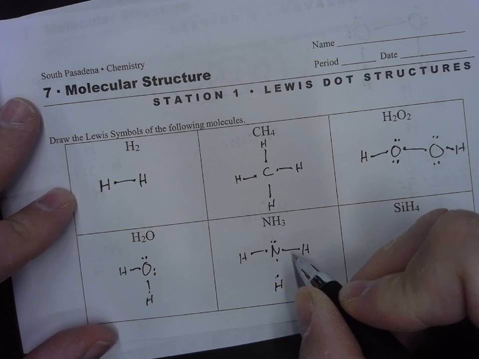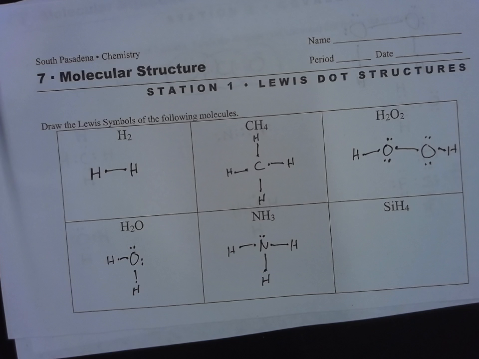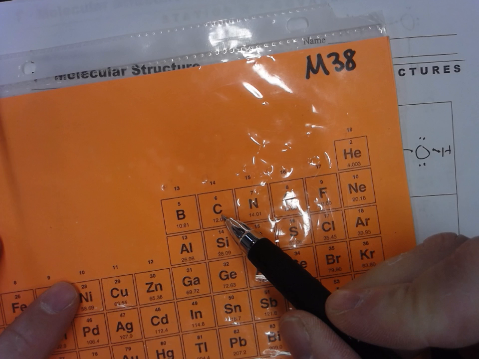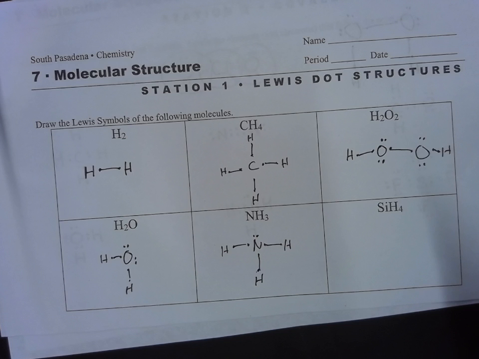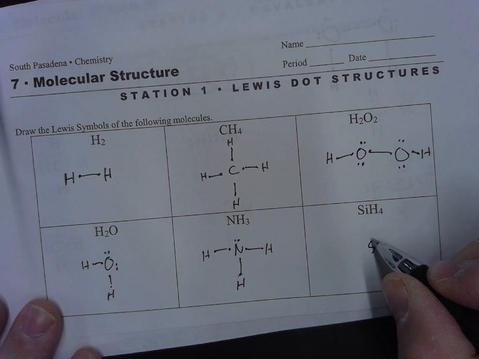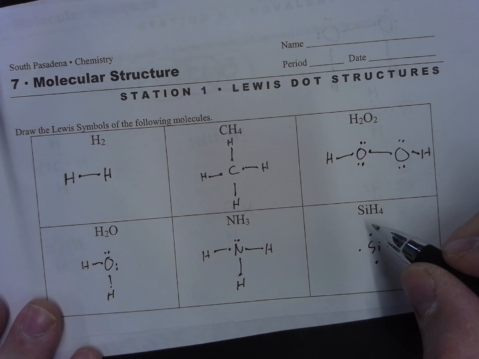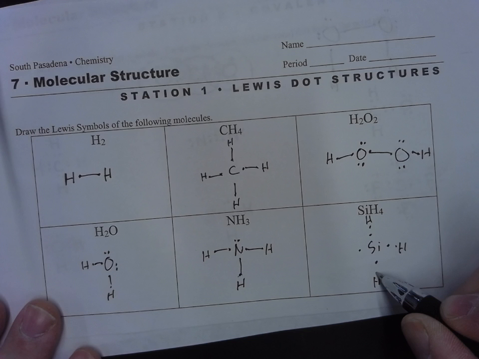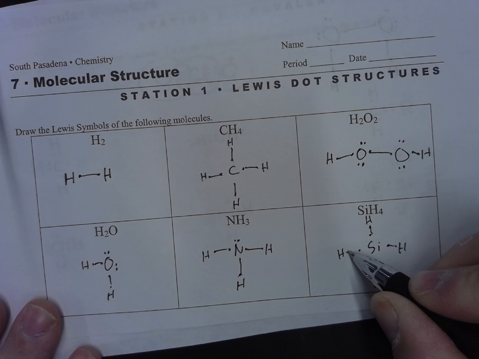Silicon tetrahydride. Hold on one second. I had to get my periodic table just to show you. Silicon is in the same group as carbon, which means it's going to have 4 valence electrons and therefore 4 bonding sites. So silicon is going to look like that as the central atom, Si. And then you got 4 hydrogens. 1, 2, 3, and 4. There you go, SiH4, done.